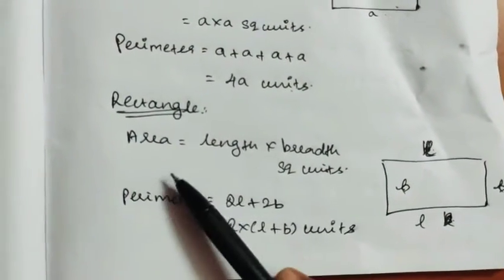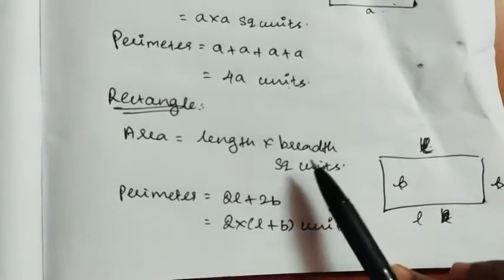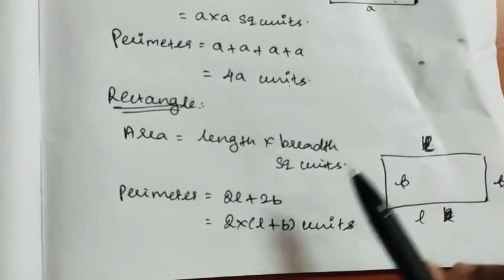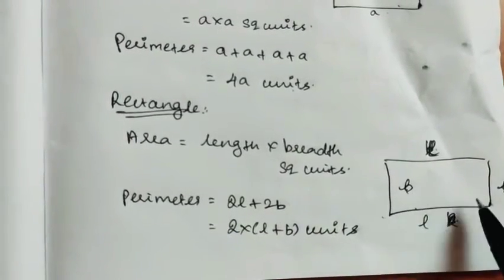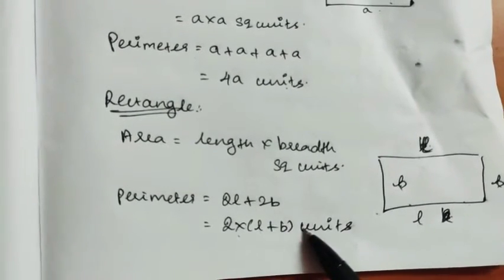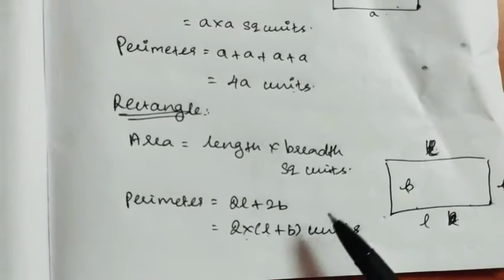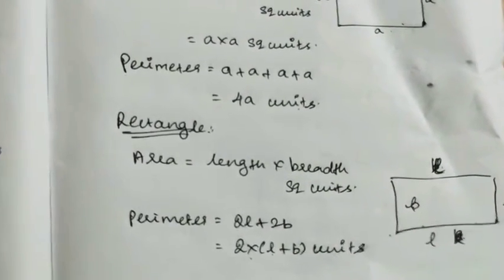And we have seen the formula for a rectangle. The area of a rectangle is length into breadth. When we multiply length and breadth, we get the area of the rectangle. Perimeter is 2 into (L plus B). We have 2 lengths and 2 breadths, so we can take 2 as common, and 2 into (L plus B) will give you the perimeter of the rectangle. Today, we are going to solve 4 sums.